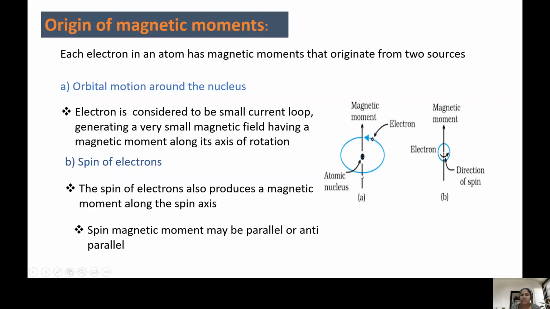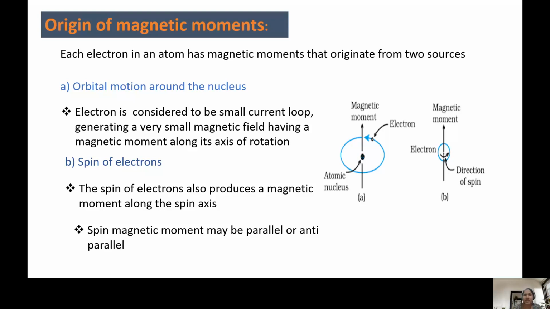Here from this diagram we can understand that the electron is revolving around the nucleus and the magnetic moment will develop along its rotating axis, and this is a small magnetic field which will produce the magnetic moment. The sum of all the magnetic moments will give us the net magnetic moment. This is about the orbital motion around the nucleus. So this will produce the orbital magnetic moment of the electrons.